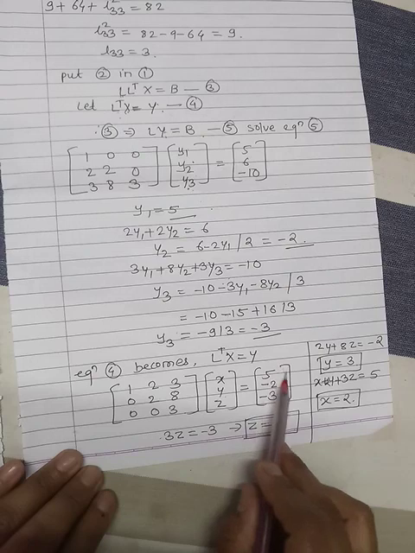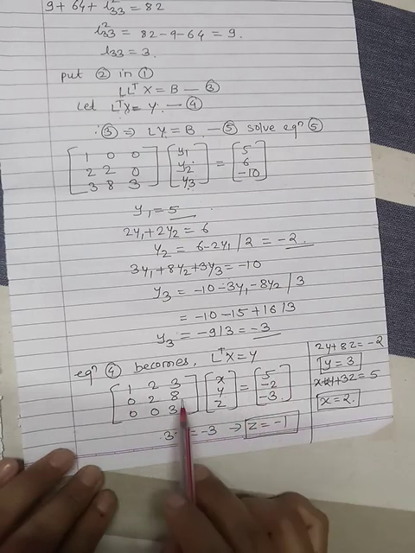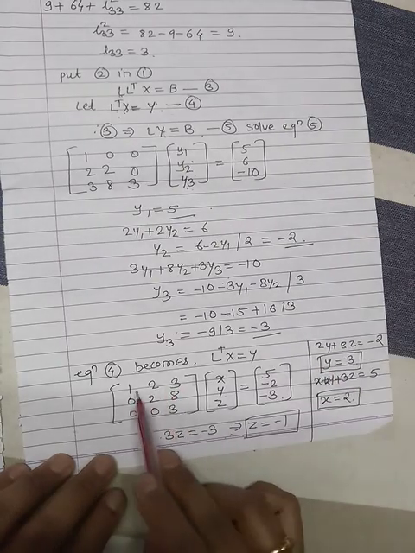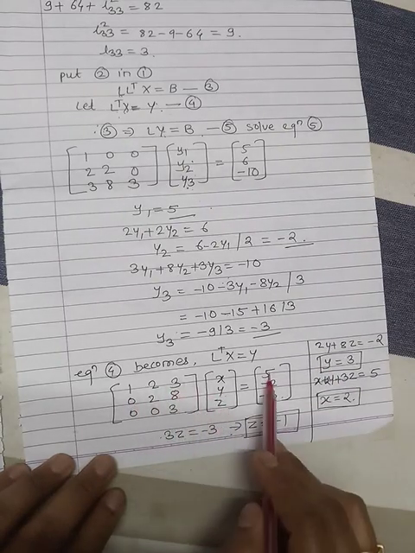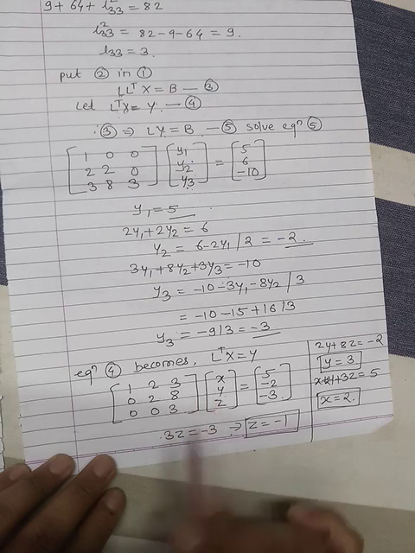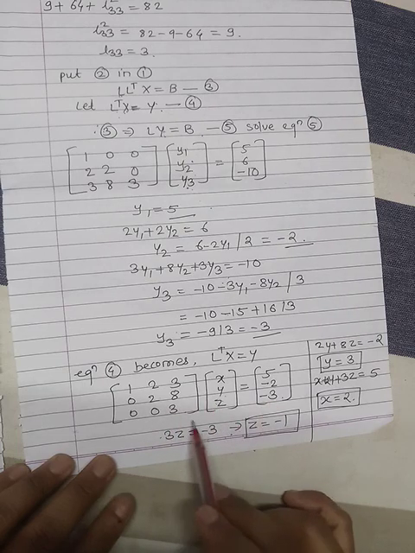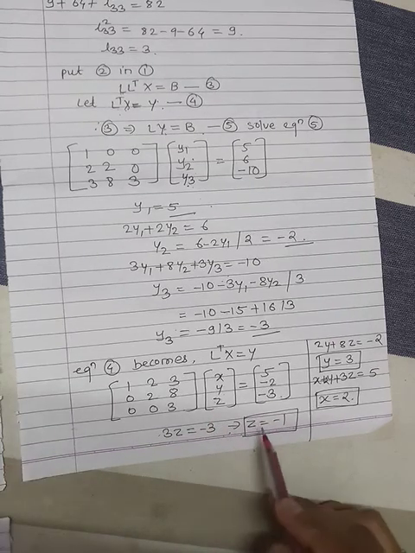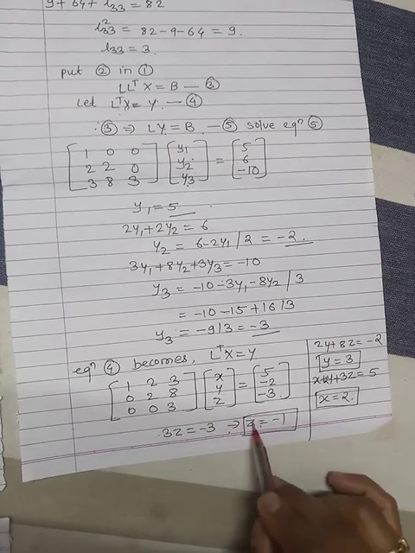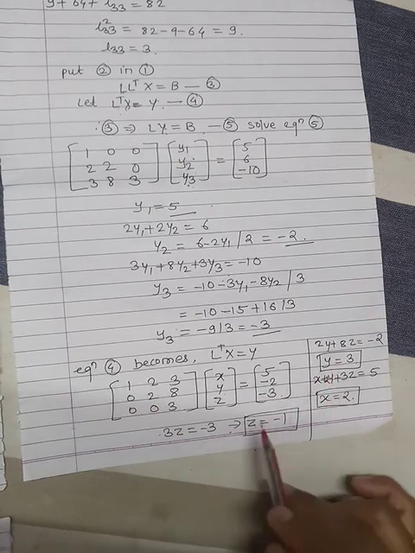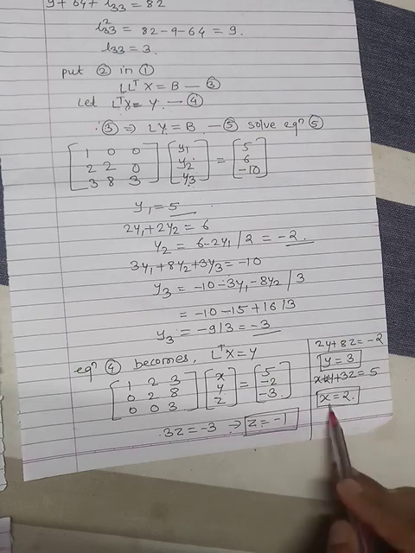Again, write this matrix form in the equations form. We get the values of x, y, z. That is 1x plus 2y plus 3z equal to 5. 0x, that is 2y plus 8z equal to minus 2. And 0x, 0y gives 0. Then 3z equal to minus 3. By solving 3z equal to minus 3, we get z equal to minus 1. Then put this value of z in the second equation, we get the value of y. And again put the values of y and z in the first equation, we get the value of x.